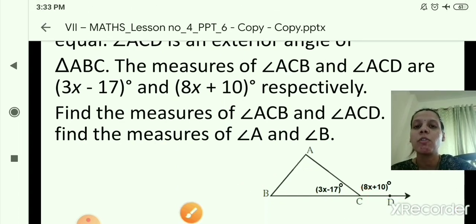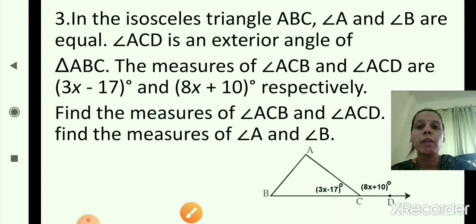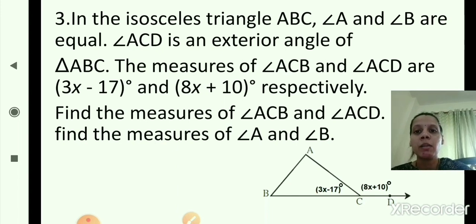Okay, I hope you are clear with the figure. First we draw triangle ABC. ACD is an exterior angle of triangle ABC. Then write the measures. The measure of angle ACB is given, that is 3x minus 17 degree, and the measure of angle ACD is given, that is 8x plus 10 degree. And what do we have to find out? We have to find the measures of angle ACB and angle ACD and the measures of angle A and angle B. Correct? Now we will start solving.